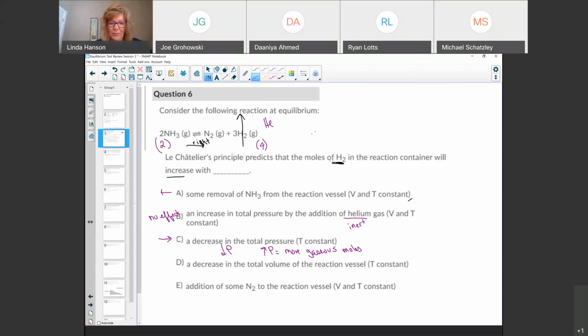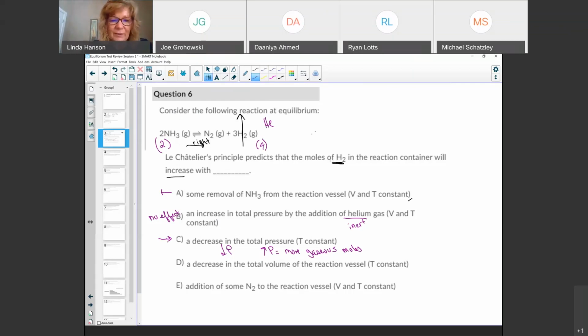If I lower the pressure, the system wants to create more pressure, so it's going to make more particles, and that's exactly the side that we were looking for to push to the right. I can kind of eliminate choice D and E as well, just to verify.